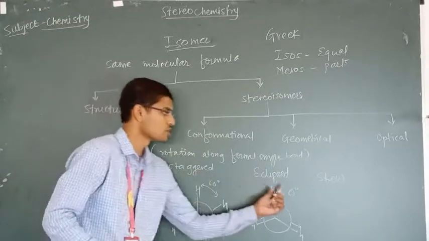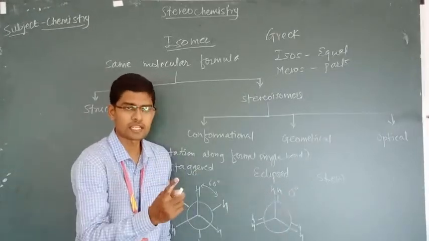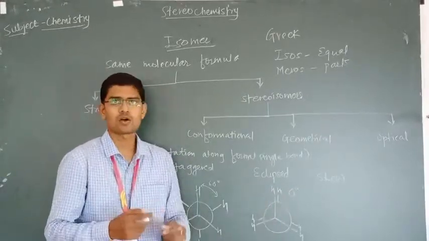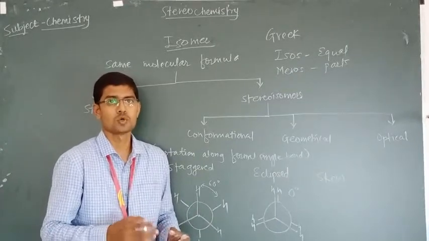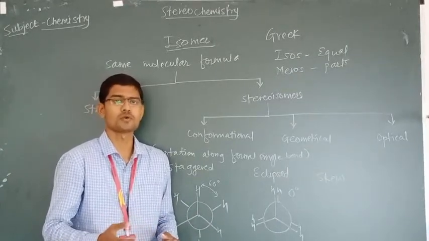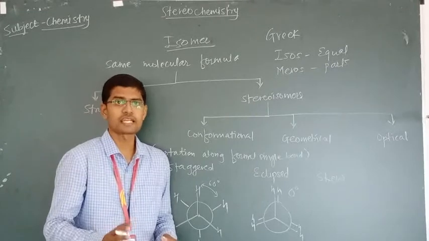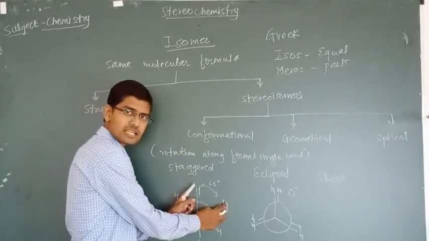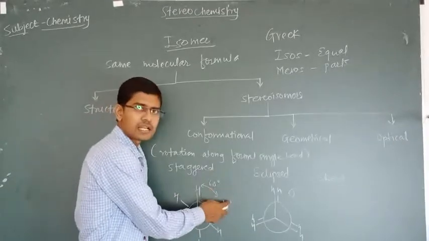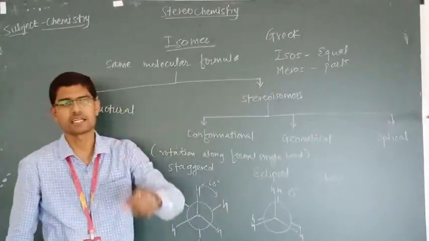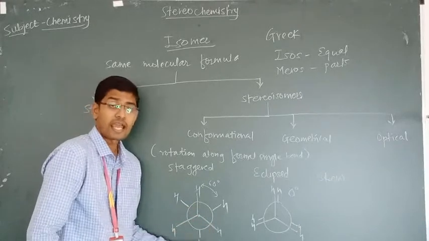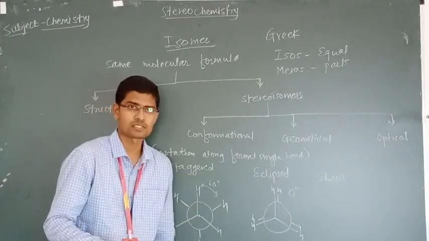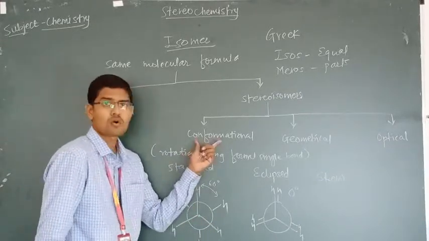That means 0 degrees is eclipsed, 1 degree rotation of this hydrogen along the carbon-carbon single bond is skew, 2 degrees skew, 3, 4, 5, until 59 degrees it is a skew isomer. As soon as it attains 60 degrees, that is, the angle between the frontal hydrogen and rear hydrogen attains 60 degrees, it is called staggered. And such type of isomerism is called conformational isomerism.